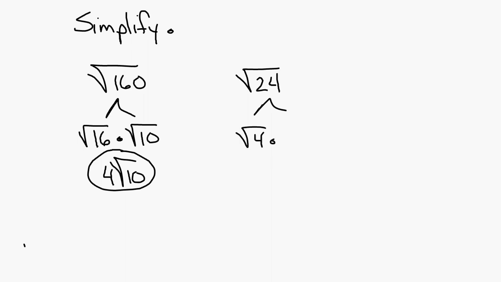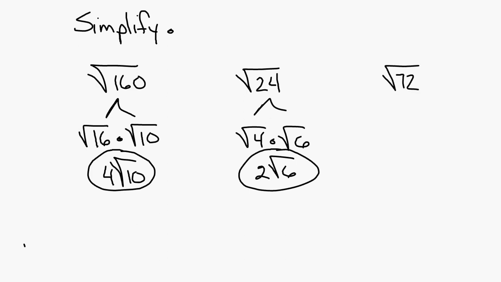And when you're done, do you get that? Anybody confused or have a question? Try the square root of 72. Simplify the square root of 72. Start dividing it by perfect squares and find the largest perfect square that goes into 72 evenly.